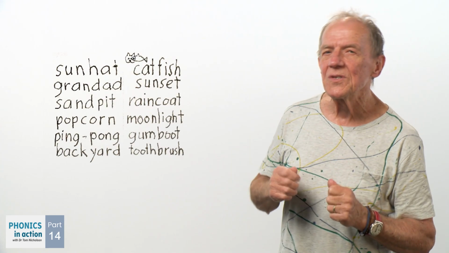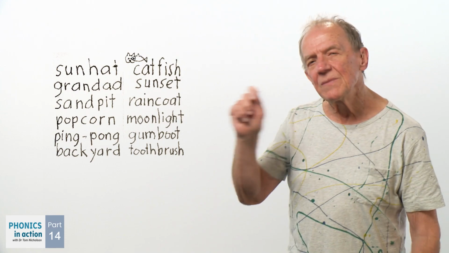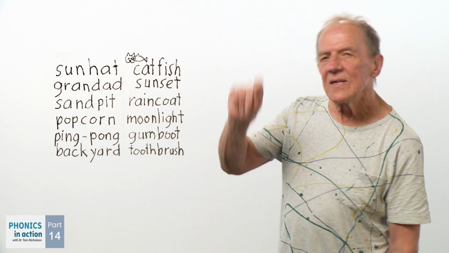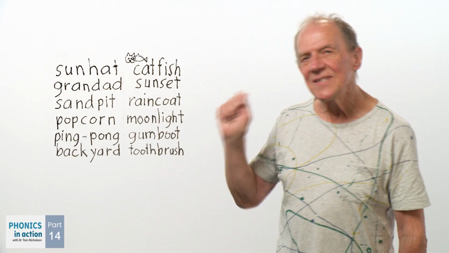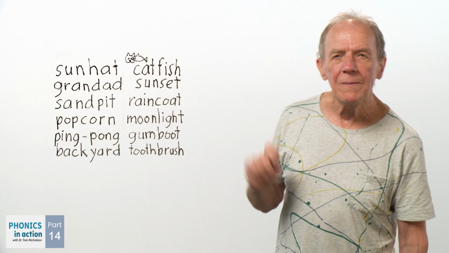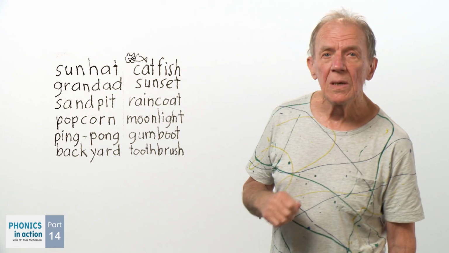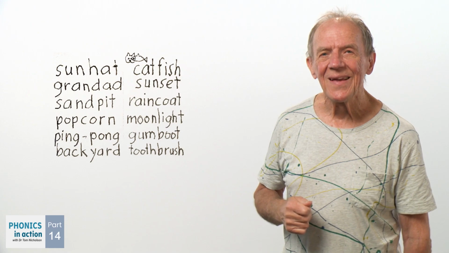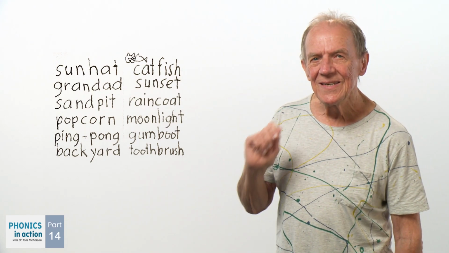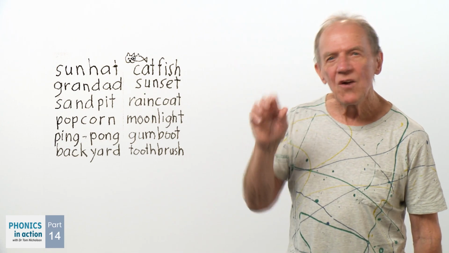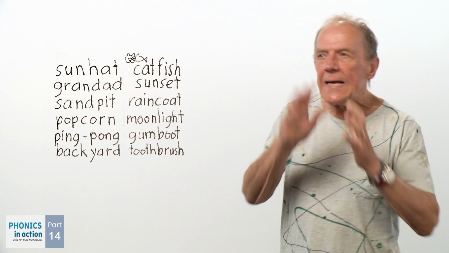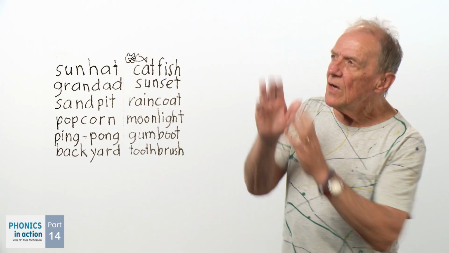Here are some compound words in this chart, so I'll read them to you. And these are real words. Here's the first list. Sun hat, granddad, sandpit, popcorn, ping pong, backyard. And in this list, we've got catfish, sunset, raincoat, moonlight, gumboot, toothbrush.